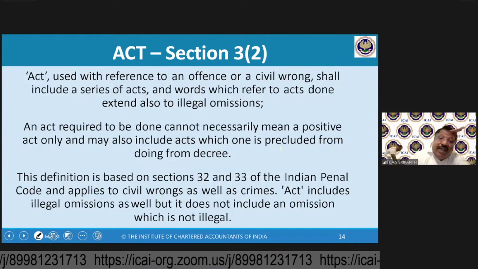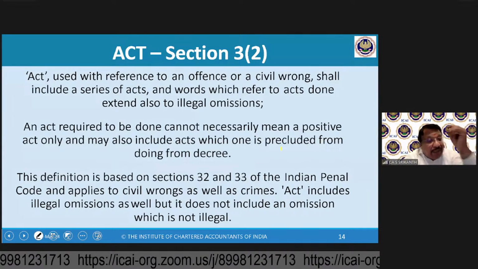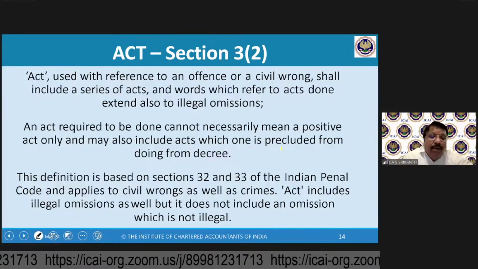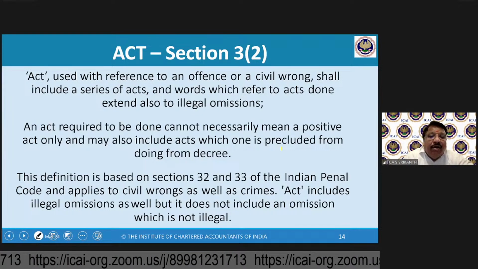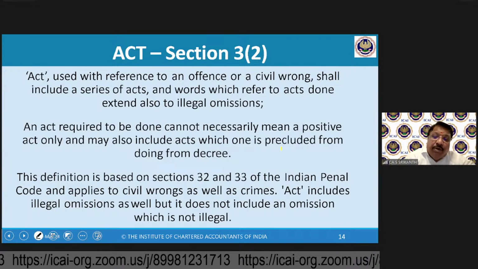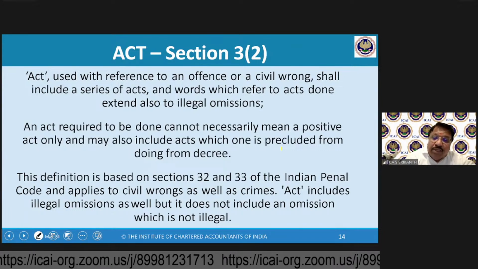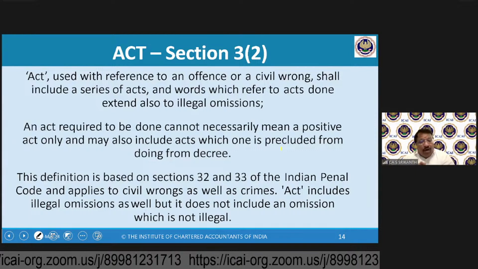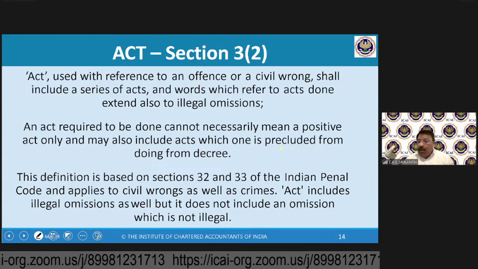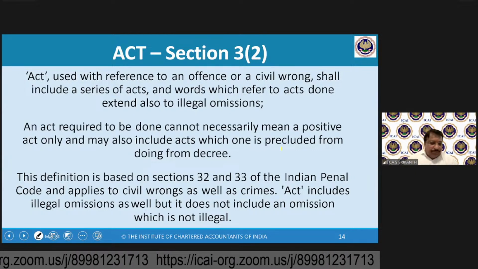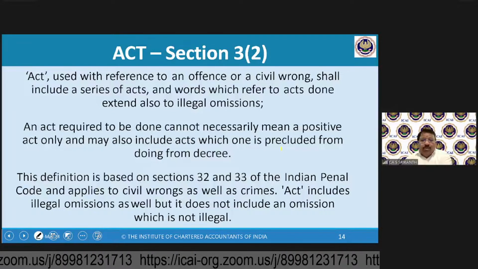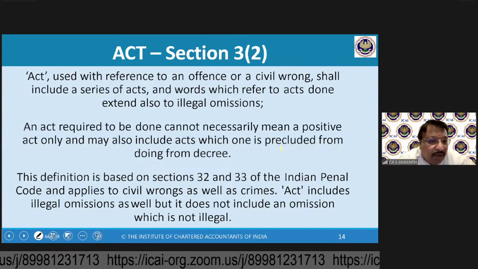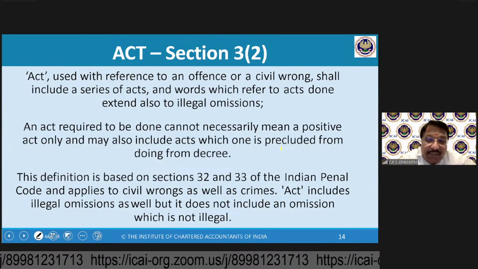It includes a series of acts and words. Though the word act is singular, it covers a series of acts. An act required to be done cannot necessarily mean a positive act. It may also include one which one is precluded from doing by decree. For example, when you are not supposed to do something and you do it, that is also an act, punishable. So this definition is based on sections 32 and 33 of the Indian Penal Code. It applies to civil wrongs as well as crimes.